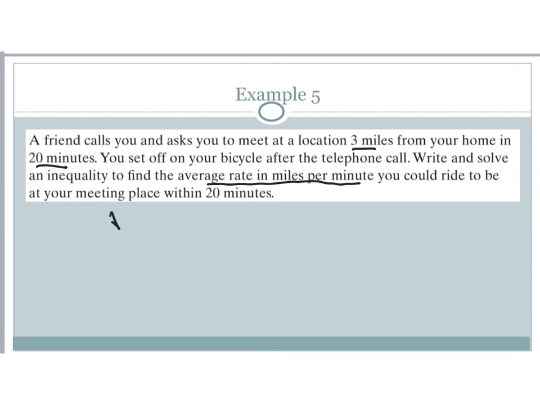So using our distance equals rate times time equation, we're ultimately trying to find the rate. So if I want to find the rate, I need to isolate that. So I'm going to divide both sides by my time. And this is going to leave me with my rate being equal to my distance divided by my time.